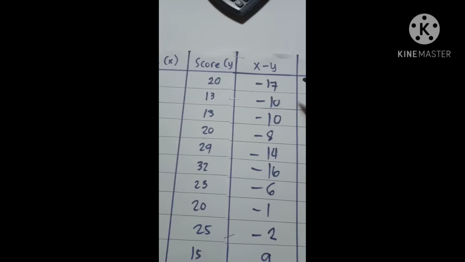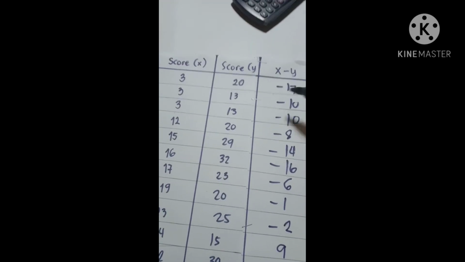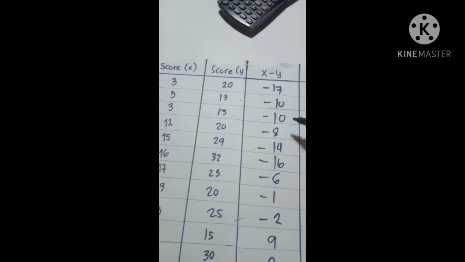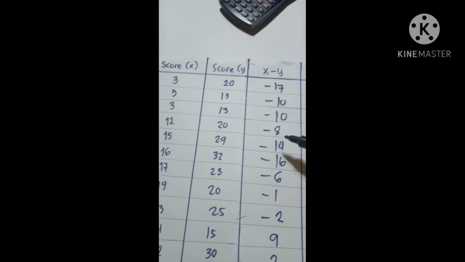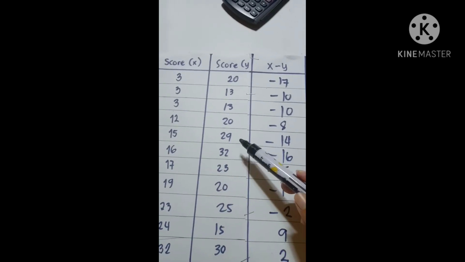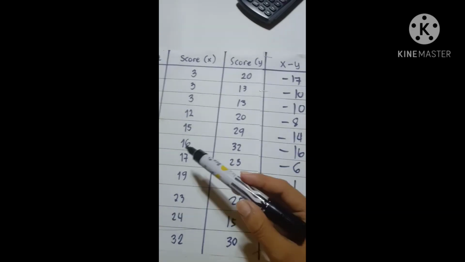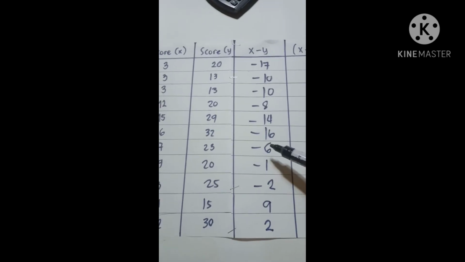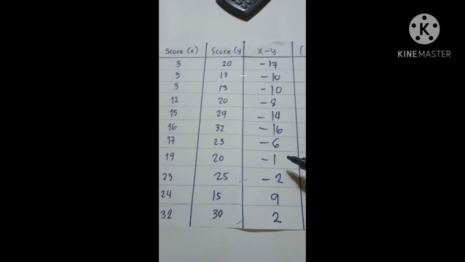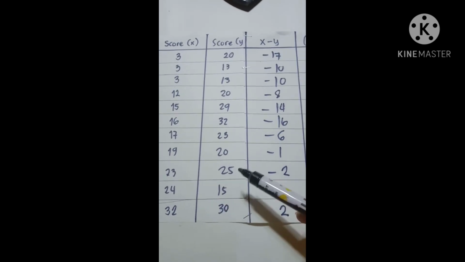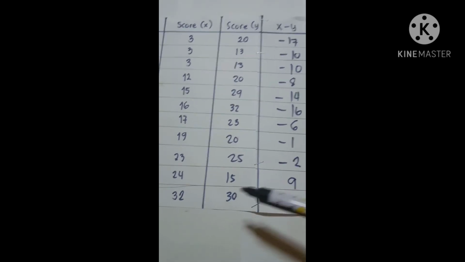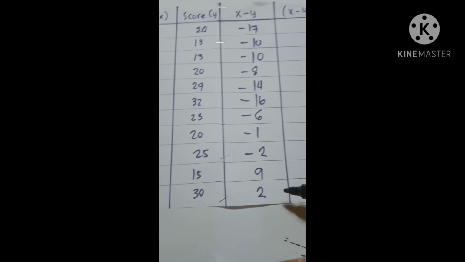Here is another column. So, 3 minus 20 is equal to negative 17. 3 minus 13 is negative 10. 3 minus 13 is negative 10. Then 12 minus 20 is negative 8. 15 minus 29 is negative 14. 16 minus 32 is negative 16. And 17 minus 23 is negative 6. 19 minus 20 is negative 1. 23 minus 25 is negative 2. Then 24 minus 15 is positive 9. And lastly, 32 minus 30 is positive 2.